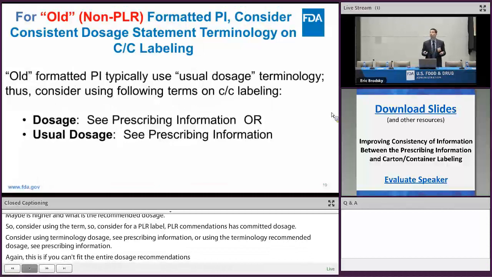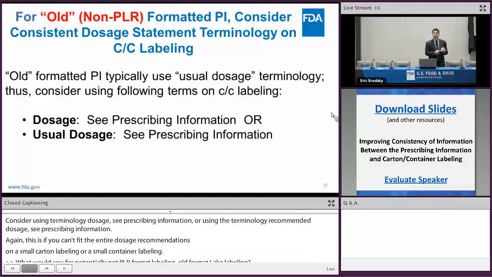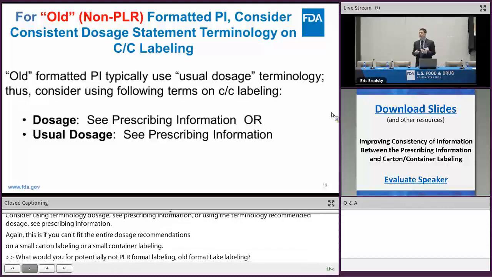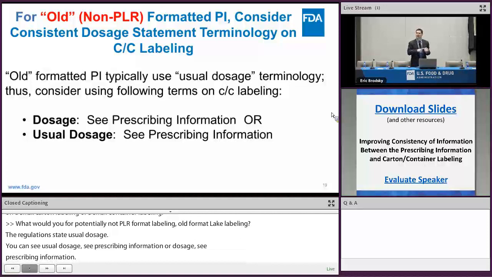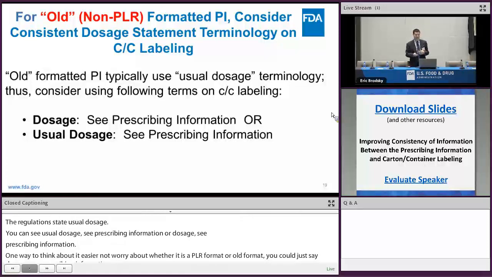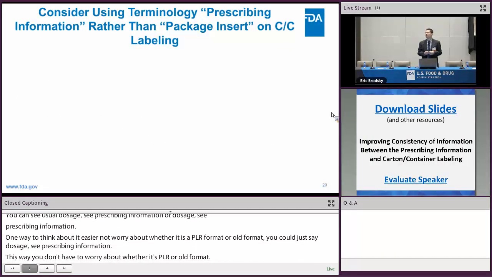So what do we do potentially for non-PLR format labeling, old format labeling? Again, the regulations state usual dosage. So you could say usual dosage, see prescribing information, or you could say dosage, see prescribing information. One way to think about it more easily, not to worry about whether it's in PLR format or old format, is to just say dosage, see prescribing information. In this way, you don't have to worry about whether it's PLR or old format. It also saves you space.